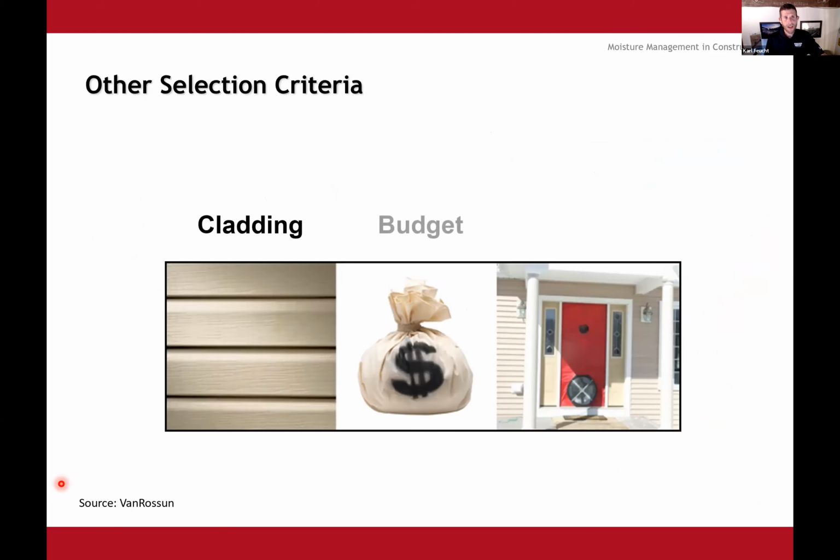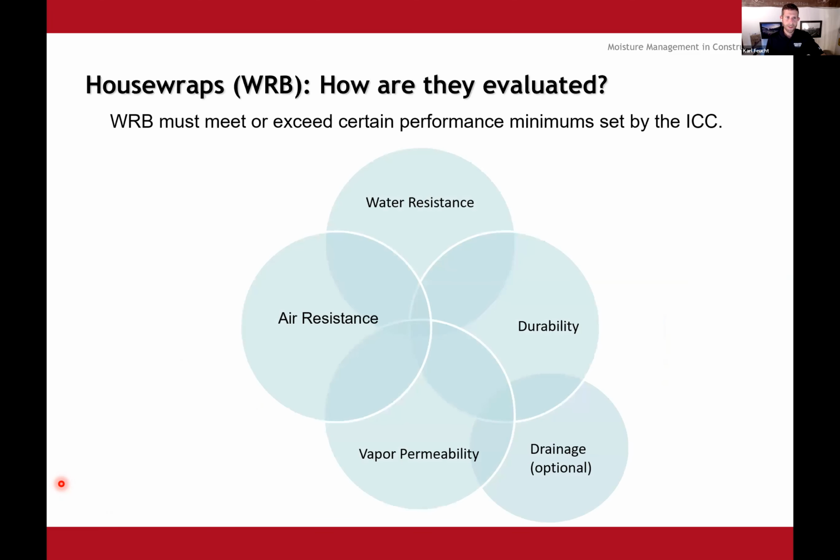There's a lot of different factors that go into deciding what we use. Cladding is the biggest, and I know I've said it a bunch already today. If we're using a reservoir cladding, a siding that absorbs water, we've got to manage that water behind the cladding. Budget is always a factor. There's a slide later that'll talk a little bit more about that, and it's more and more important to give this attention as our homes are more and more energy efficient.